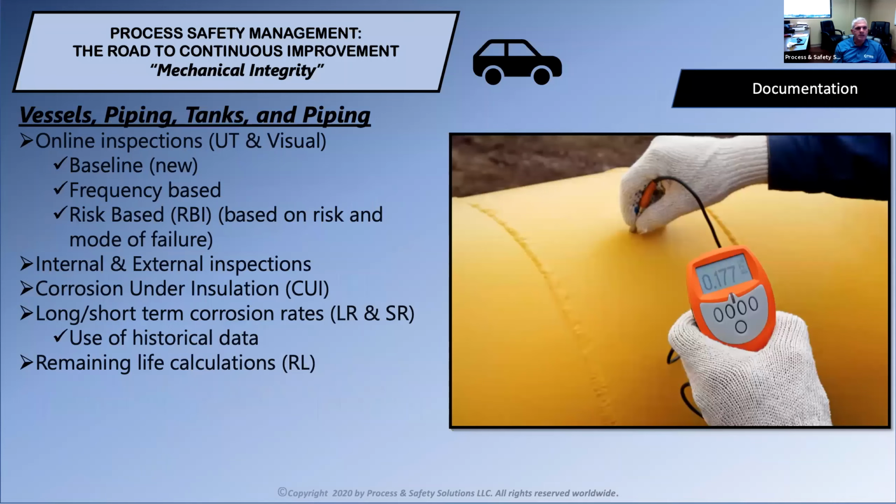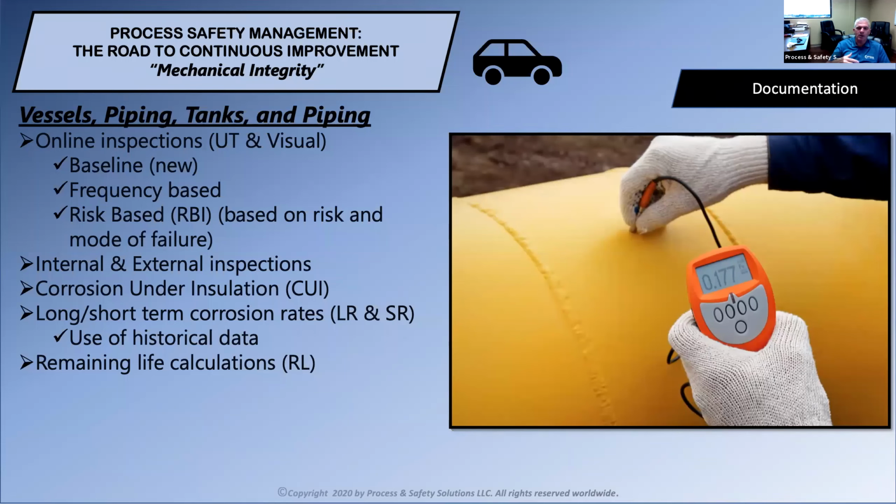So let's talk about vessel inspection, pipes, tanks, and piping in terms of documentation. So online inspections, normally those are UT inspections, and they may include external visual inspections. What do you do if you have brand new equipment installed? Does that new equipment get installed right away, or do you wait until the next round of UT inspections before you test it? What you should be doing is inspecting it when it's put in place.